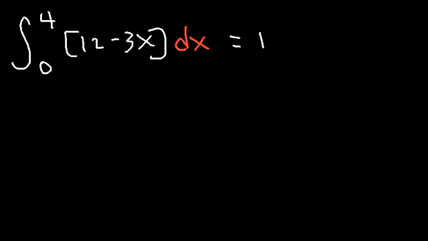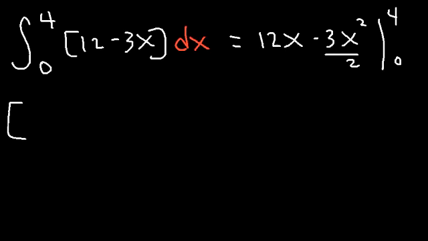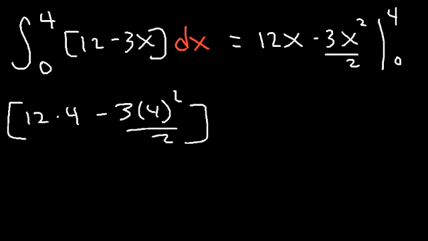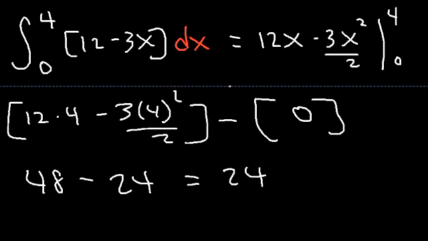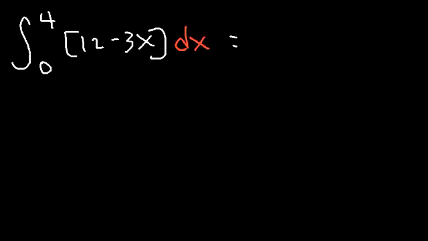So this is going to be 12x minus 3x squared divided by 2, from 0 to 4. First we're going to plug in 4. So it's going to be 12 times 4 minus 3 times 4 squared divided by 2. And if we plug in 0, the entire thing is 0. 12 times 4 is 48. 4 squared is 16, divided by 2, that's 8. 8 times 3 is 24. And 48 minus 24 is 24. So the value of the definite integral is 24.